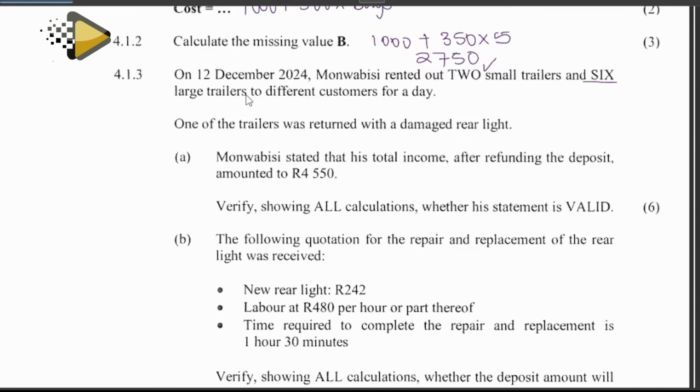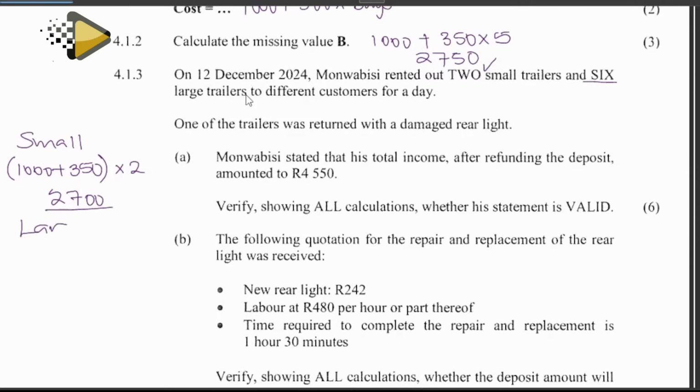What we need to do is get the cost for the small trailers first, which is going to be 1,000 plus 350. You understand? But remember, there were 2 trailers for a day. So we don't need to multiply by days. You already know it's 1 day. So in 1 day, this would be 1,000 plus 350 times 2. So it's 2,700.